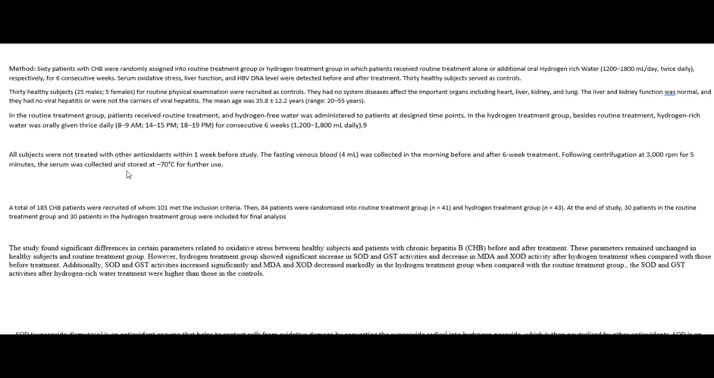Okay, yeah. A total of 185 chronic hepatitis B patients were recruited, and 101 met the inclusion criteria. And 84 patients were randomized, 41 in the routine group and 43 in the hydrogen group. They were taking their standard treatment, and on top of that, the hydrogen water. At the end of the study, 30 patients in the routine treatment group and 30 patients in the hydrogen treatment group were included for final analysis.